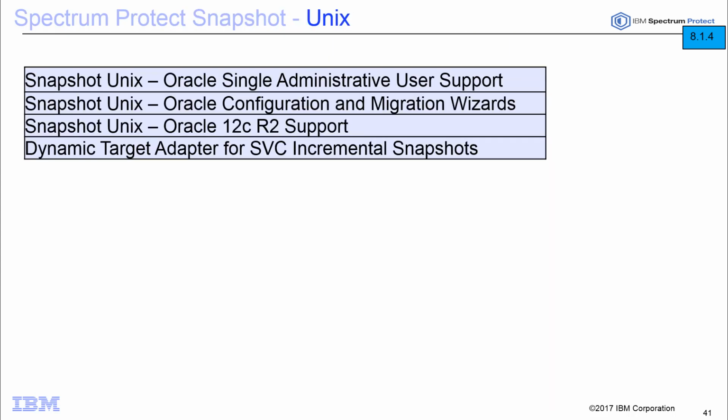Moving on to Spectrum Protect Snapshot for Unix, there are a few enhancements for Oracle, actually some fairly big enhancements that I'd like to point out to you, including a single administrative user for backing up multiple Oracle instances, some new graphical configuration and migration wizards, support for Oracle 12c R2, and also some enhancements in the dynamic target adapter for SVC or Spectrum Virtualize incremental snapshots. So let's take a look at those one by one.